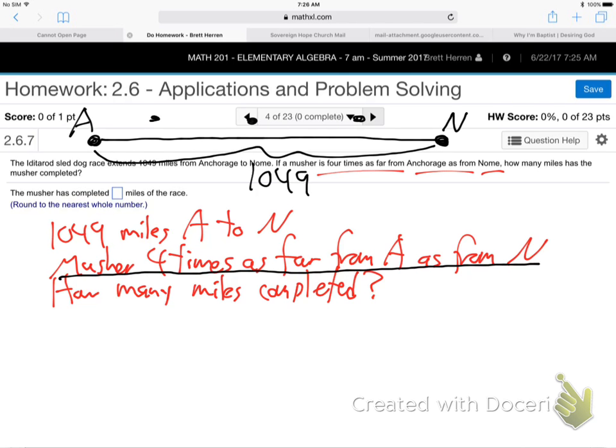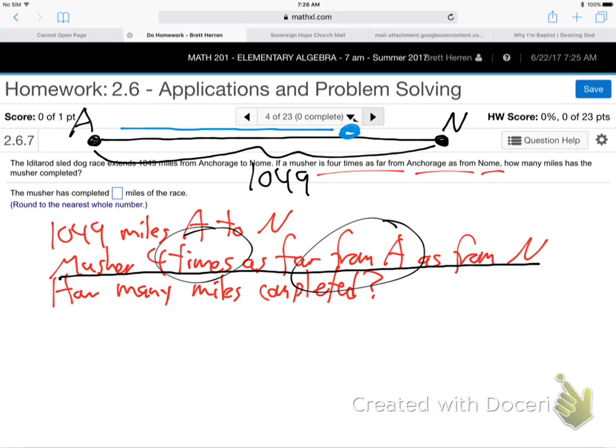It's gotta be longer than that. He's way over here, close to Nome. Is everybody good with that? Because he's far from Anchorage. He's 4 times as far from Anchorage as he is from Nome. Right? In other words, he's like way over here, somewhere like here.